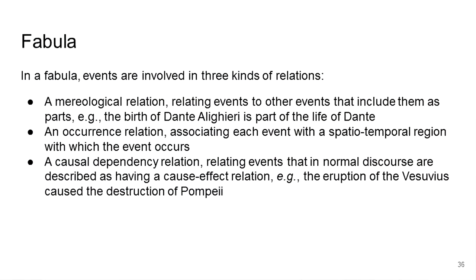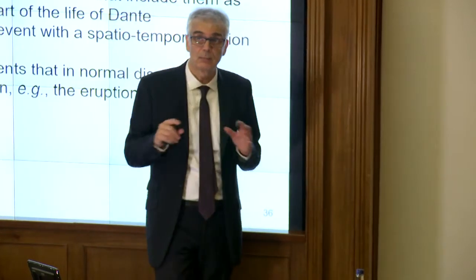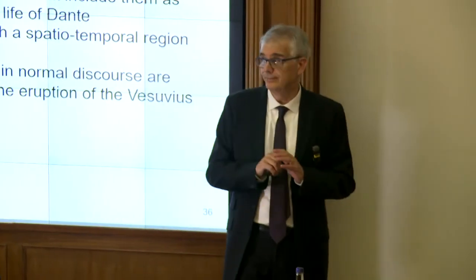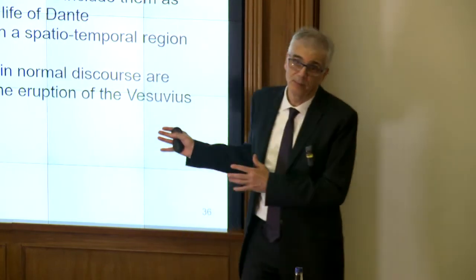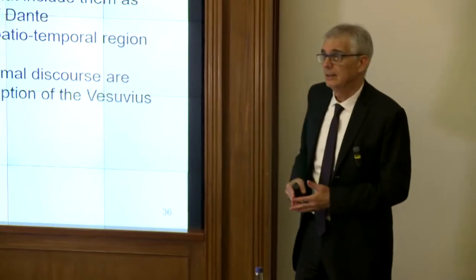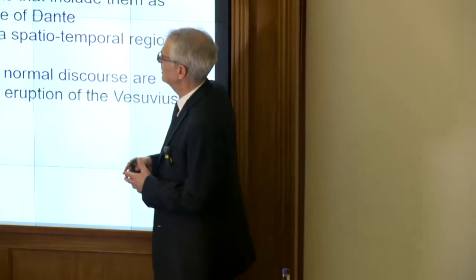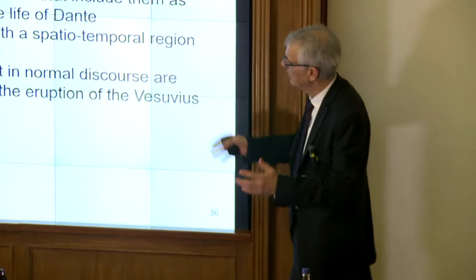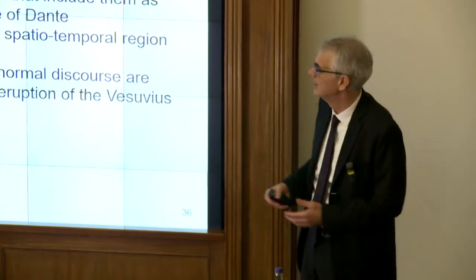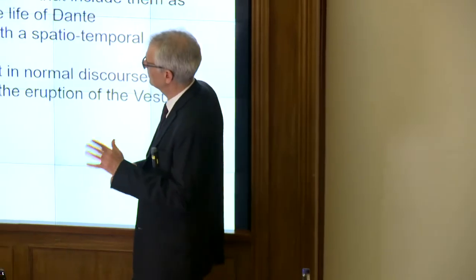So there is a mereological relation that relates events to other events that include them as parts. For instance, the event of the birth of Dante is part of the life of Dante. There is an occurrence relation which associates each event with a spatio-temporal region within which the event occurs. Spatio-temporal, you cannot really detach them. We do in our implementation for practical reasons, but as we know from, for instance, archaeology, but also from relativity theory, we cannot really take them apart except on certain occasions.